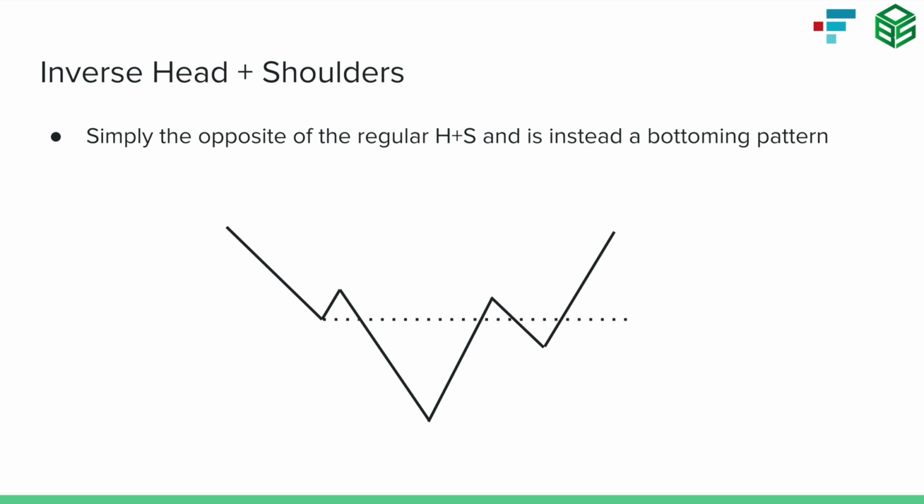And that's kind of similar to something we're going to talk about later with the undercut and rally. But a lot of people might have their stop losses placed at the low of that left shoulder. So what institutions will do is they'll undercut that price level to scoop up their shares. So the inverse head and shoulders is a bottoming pattern, just the opposite of the regular head and shoulders.